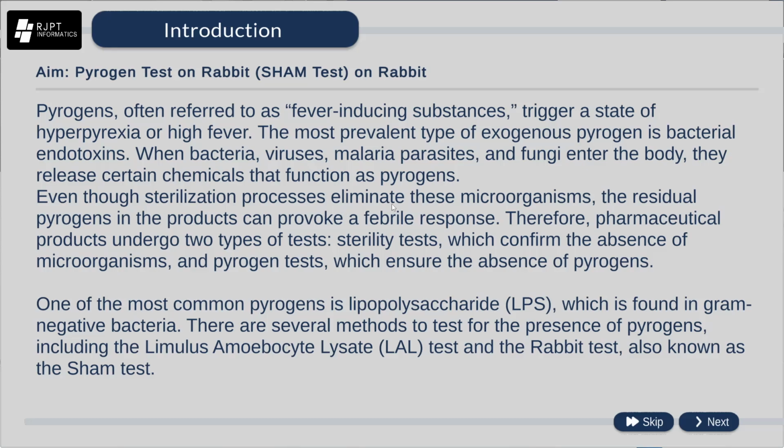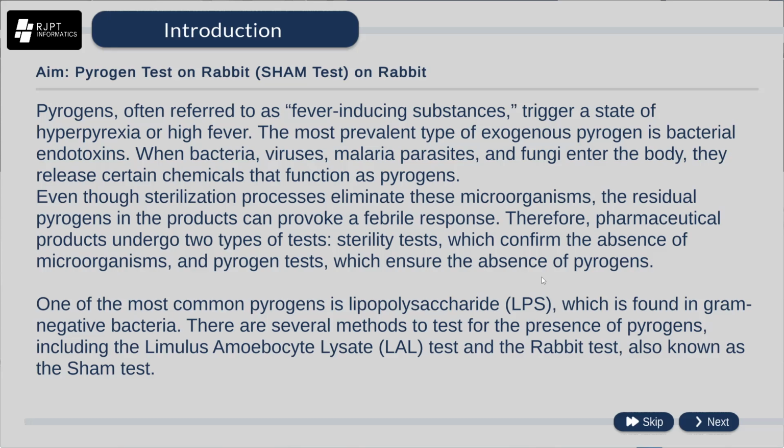When the sterilization process eliminates these microorganisms, the residual pyrogens in their products can provoke a febrile response. Therefore, pharmaceutical products undergo two types of tests: sterility test, which confirms the absence of microorganisms, and pyrogen test, which ensures the absence of pyrogens. So, this paragraph says that even after the sterilization process, by killing all the microorganisms, the residual or leftover pyrogens in the products that we use in our day-to-day life can provoke a febrile response.